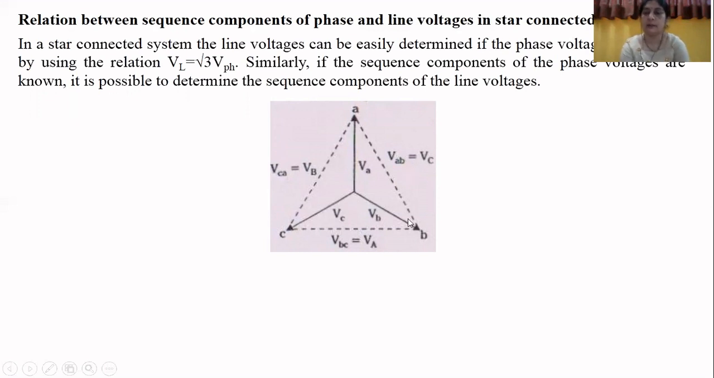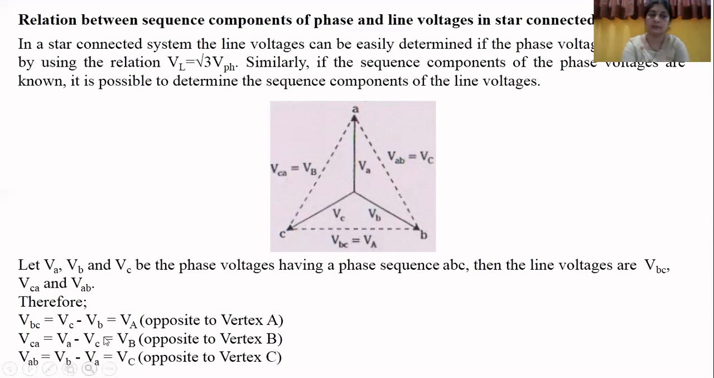Let VAB represent the line voltage between A and B, VBC the line voltage between B and C, and VCA the line voltage between C and A, which are further represented as V capital C, V capital A, V capital B, which are obtained by the vertex which is opposite to that particular arm. VAB, and C is the opposite vertex. VBC and A is the opposite vertex. VCA and B is the opposite vertex. That is how we have got this to be represented by V capital C, V capital A, and V capital B.